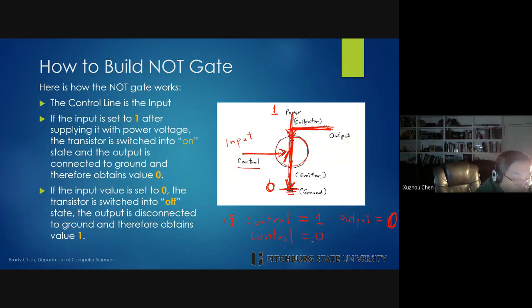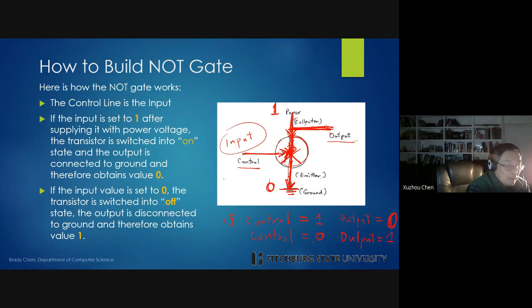Now, if the control is 0, that means this one is disconnected. Disconnected means the output is going to be 1, because power is always applied here. So there's a voltage. So you can treat the control as an input for the NOT gate, and this is the output.